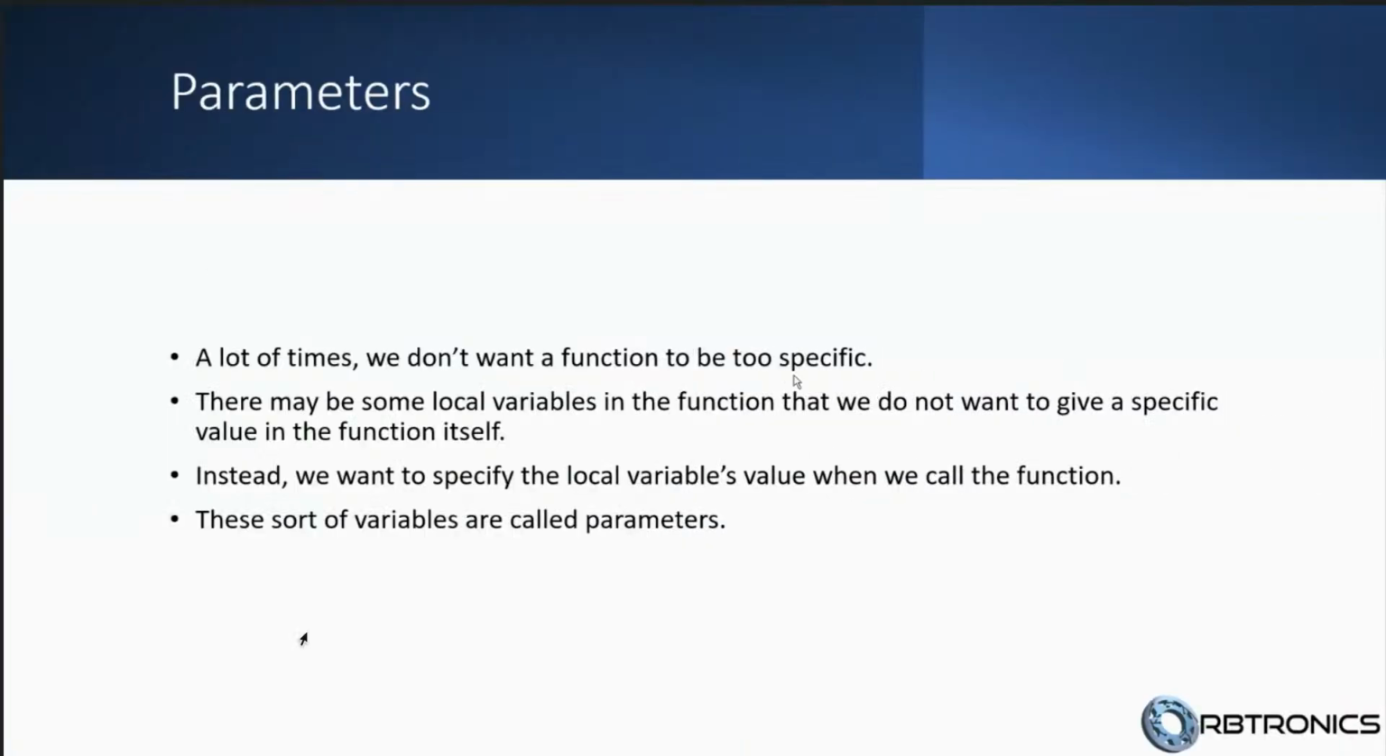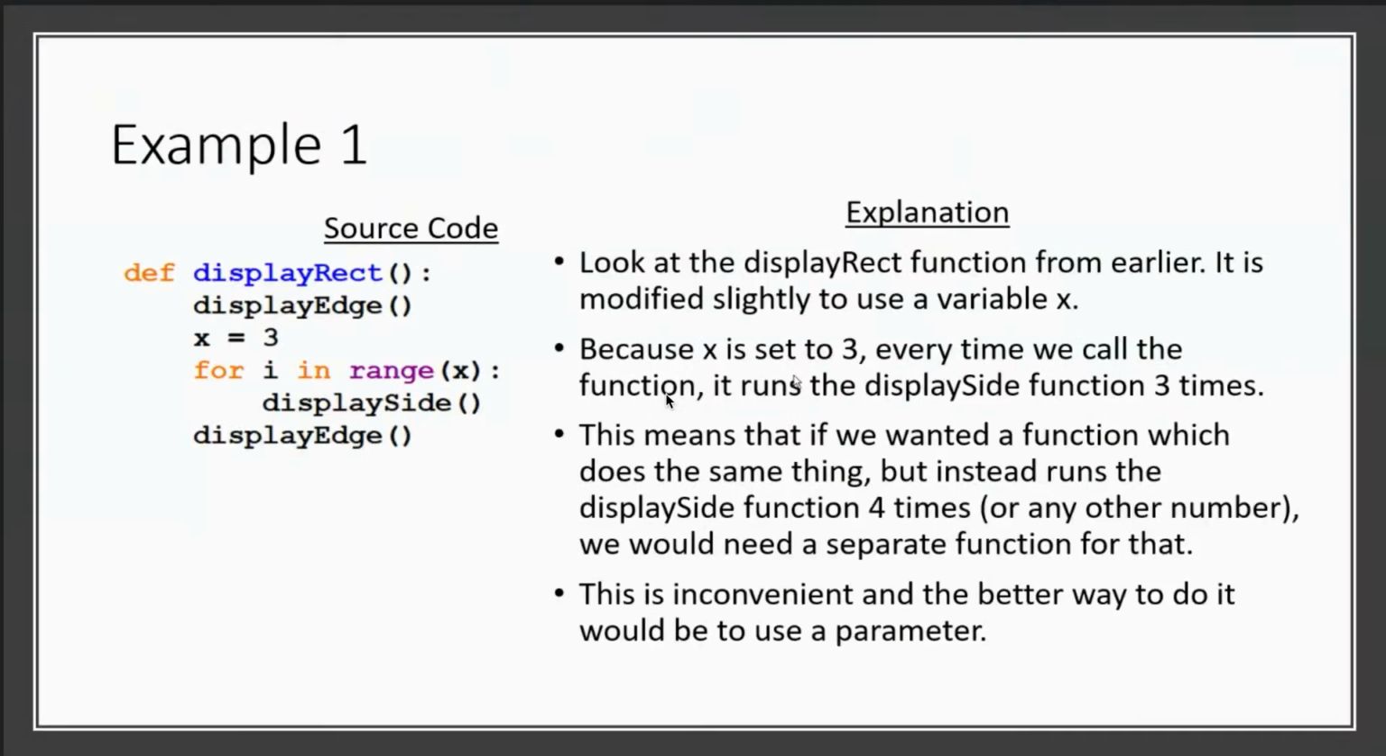So we're going to take a look at parameters. A lot of times we don't want a function to be too specific. There may be some local variables in the function that we do not want to give a specific value in the function itself. Instead, we want to specify the local variable's value when we call the function. These sorts of variables are called parameters. We can see this better in an example.